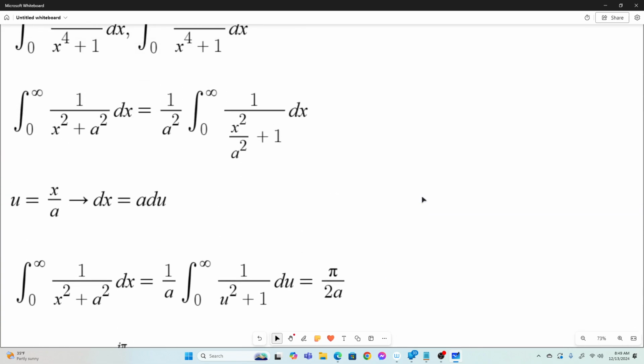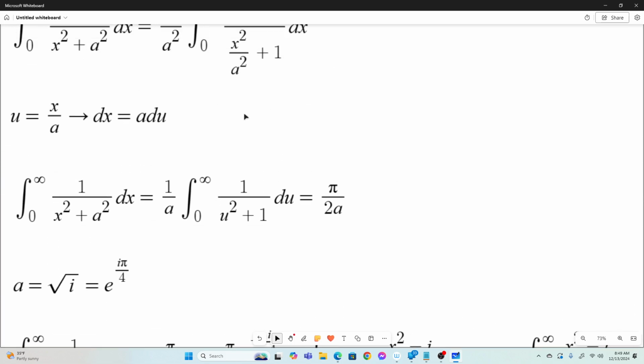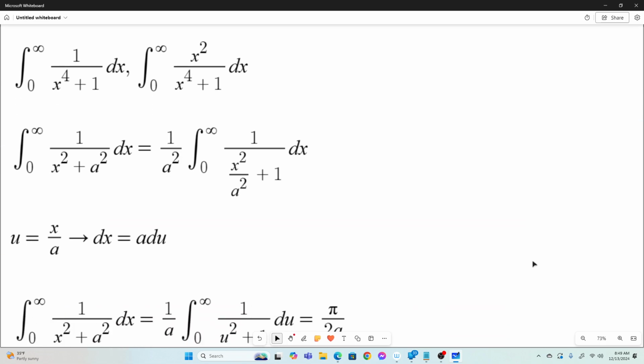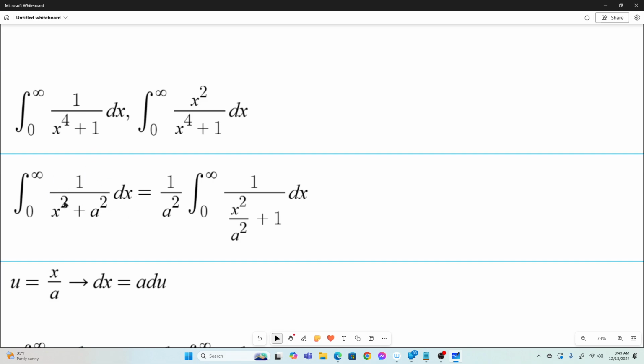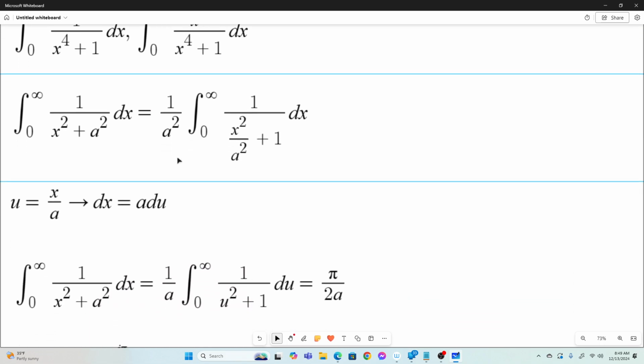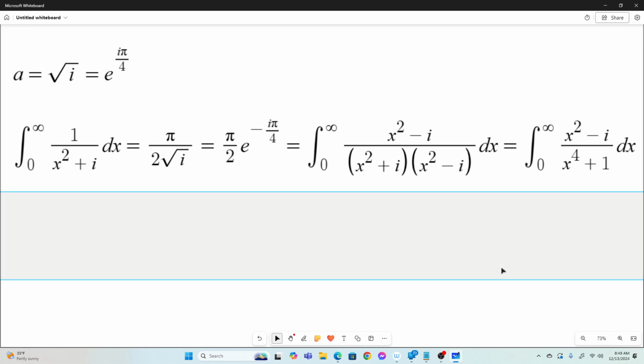So now you can see we have our denominator here. And also in the numerator, we have this x squared. And then we have this minus i. But the absolute value of i is just 1. So we're getting close to having our original integrals represented there. Okay. So all in all, now we have that the integral from 0 to infinity of x squared minus i over x to the fourth plus 1 is equal to pi over 2 times e to the negative i pi over 4.